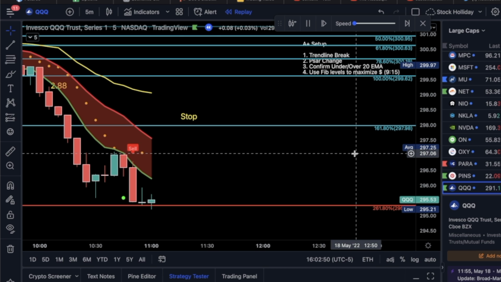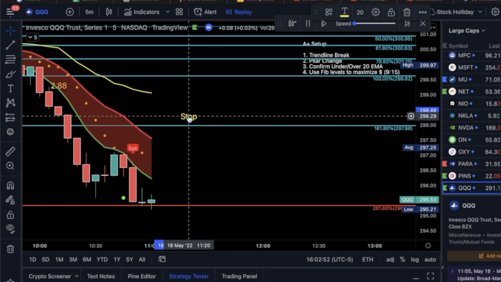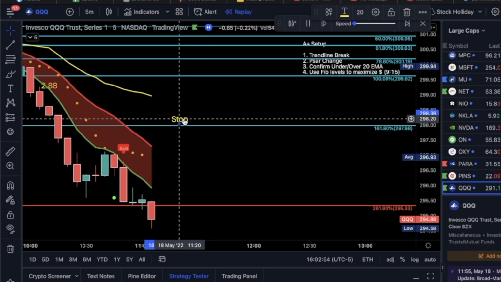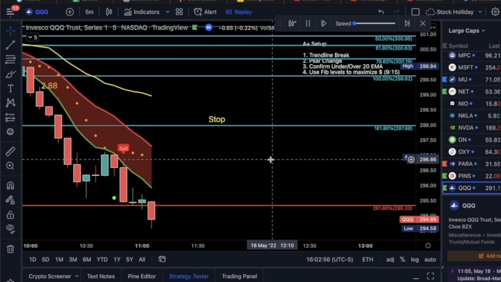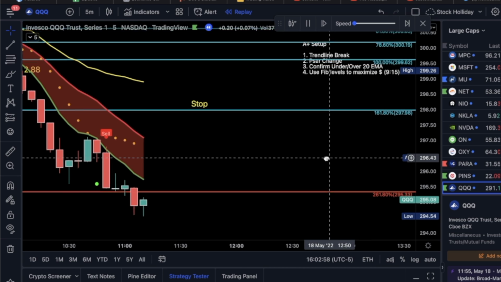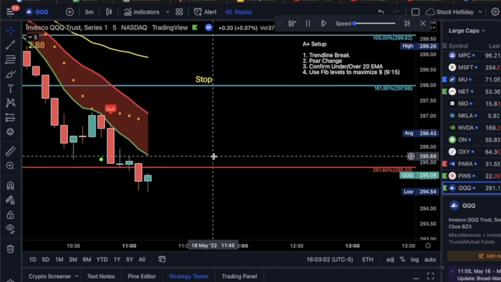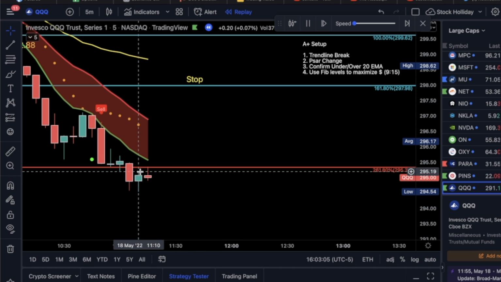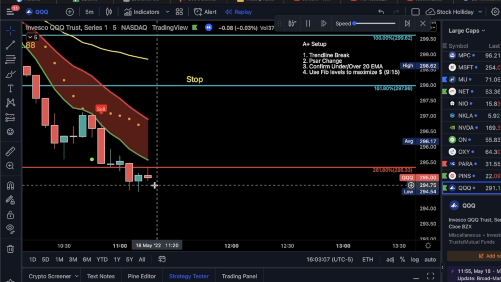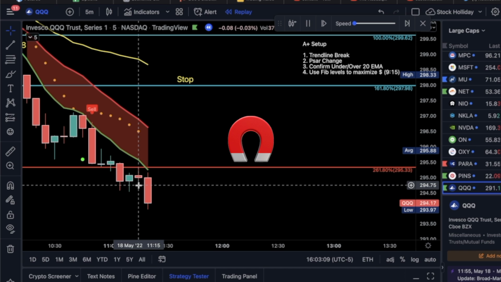But we want to stay in this as long as possible. And so our stop is still there. I'll just drag that over here a little bit. And then if this can confirm below here, then we'll actually put our stop above this Fibonacci level. But you can see it's kind of like a magnet right now. It's really hovering around this 261.8.